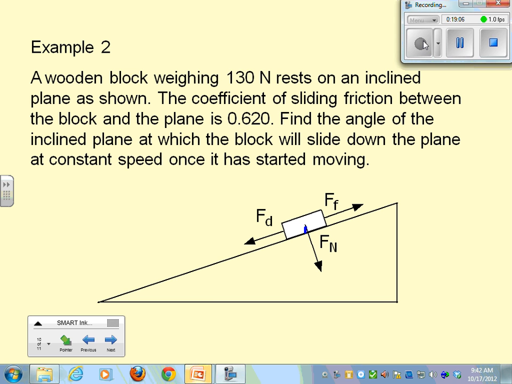Now, remember this triangle in here. You probably want to draw that little triangle in there. And remember that this angle here is equal to that angle there.